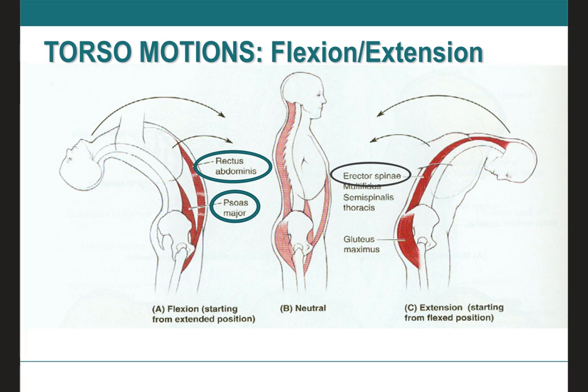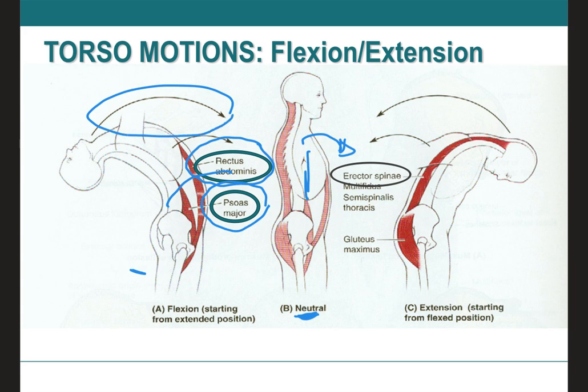With regards to function, neutral is going to be your anatomical position. If you are in this position over here and you want to go back to anatomical position, or if you're in this position and you're bending down, also bowing, you're going to have the function of the rectus abdominis and the psoas major. They will pull in this direction, as we can see over here, and therefore they will decrease this angle over here of the torso.